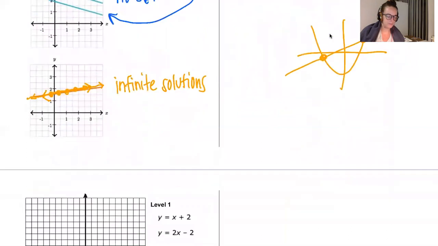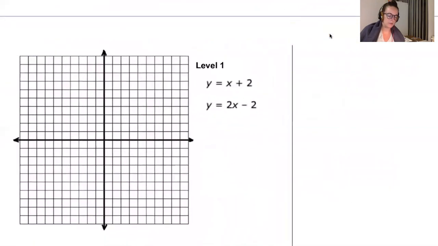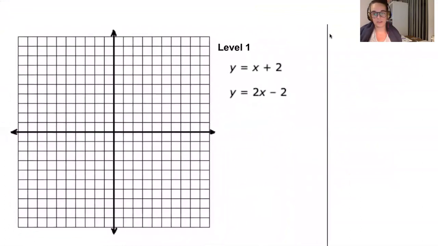Okay. So there are 5 different levels actually. We're going to start with just level 1, and then honors you'll stay for level 4 and ACC for level 5. So let's check it out.